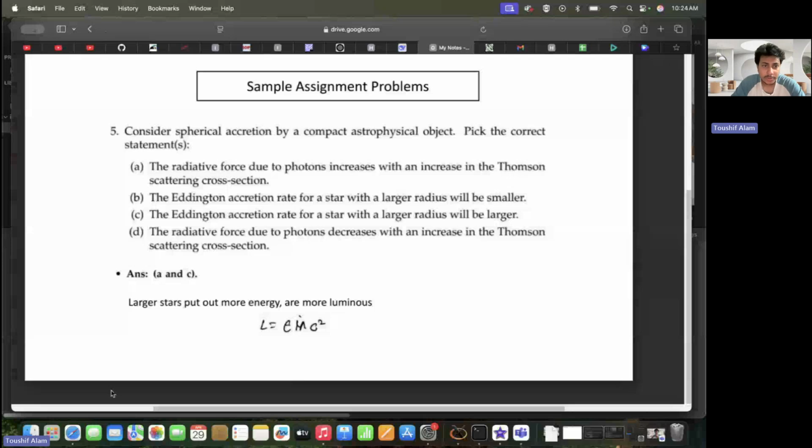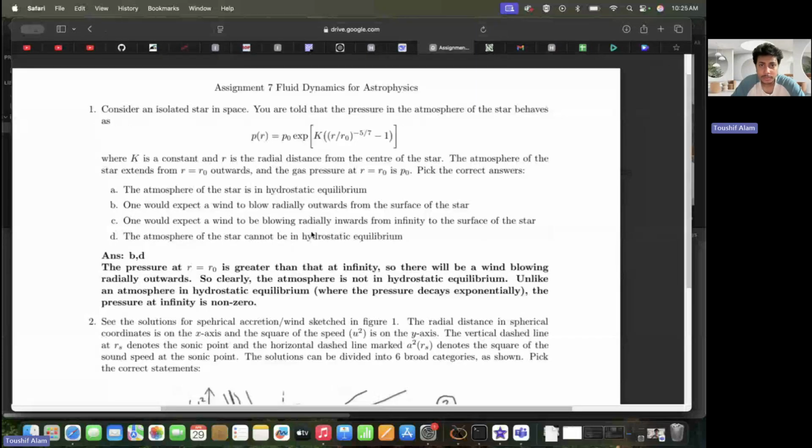Option B will be correct, because the pressure at r equal to r0 versus at infinity differs. At r equal to r0 the exponent is k minus 1, so e to the power k minus 1, a positive number. So at r equal to r0 the pressure is greater than at infinity, where it will be 0. The wind is blowing radially outwards. Clearly, the atmosphere is not in hydrostatic equilibrium. Unlike an atmosphere in hydrostatic equilibrium, where the pressure decays exponentially, here the pressure at infinity is non-zero. So, B and D are correct.